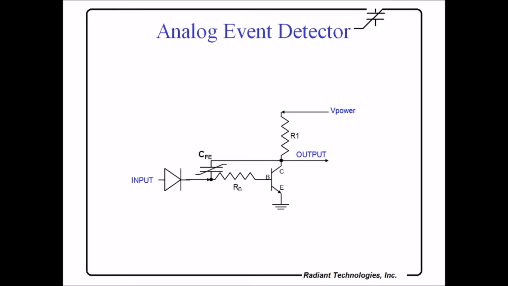So let's put this into a circuit. It's called the Event Detector circuit, created by Rated Technologies, and I put analog in front because it can be used as an analog memory. It can also be used as a digital memory, with this capacitor being either full up or full down.